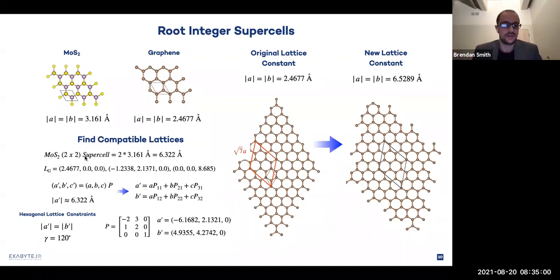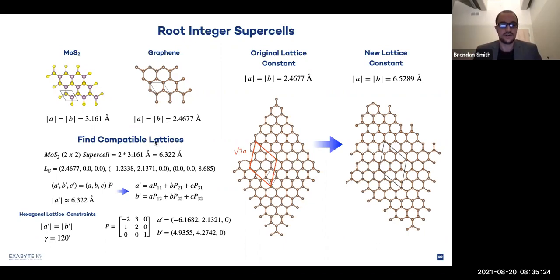So what we do here is we say, okay, the 1x1 cell won't work. So let's consider a 2x2 supercell of molybdenum sulfide as our starting point. And that gives us this. Now what we end up finding later, and I found this through the literature, is that people found that the root 7 cell of graphene matches well with this. So how do I make the root 7 cell?